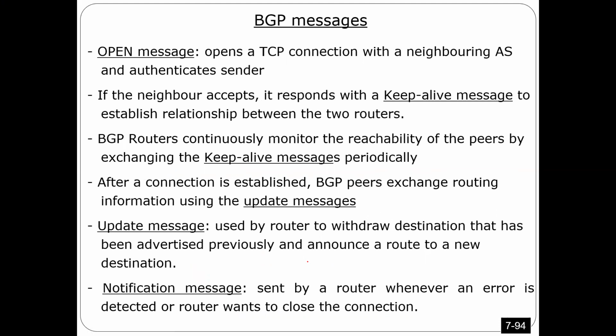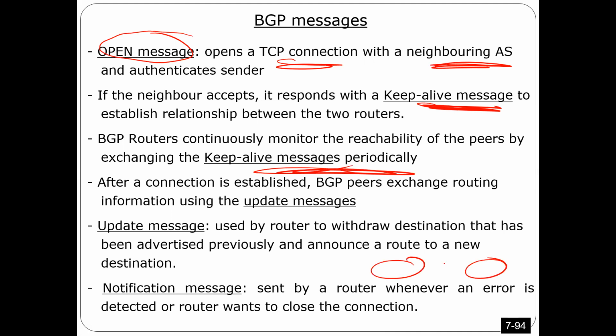Here I explain several messages we have in BGP. The first message we call the open message. With this one, a router communicates with a neighboring router to create a TCP connection, and they authenticate each other. And then the other side has to send a keep-alive message.